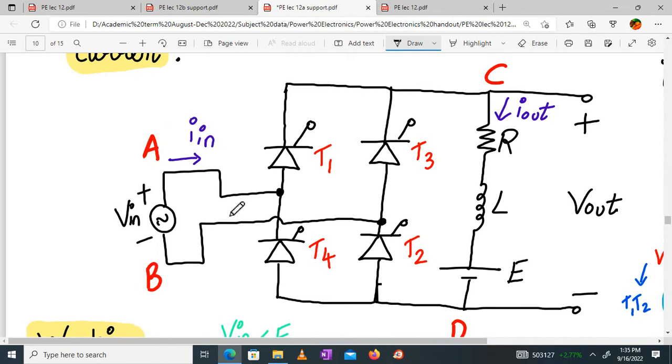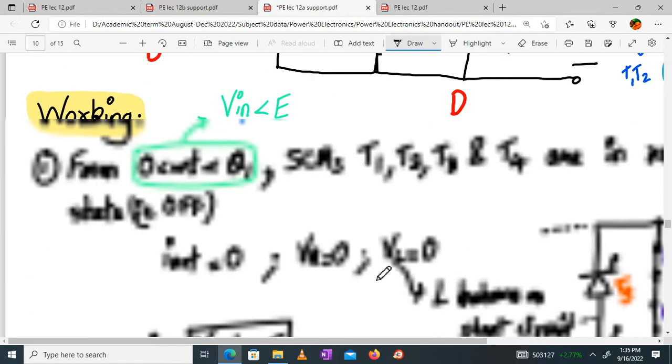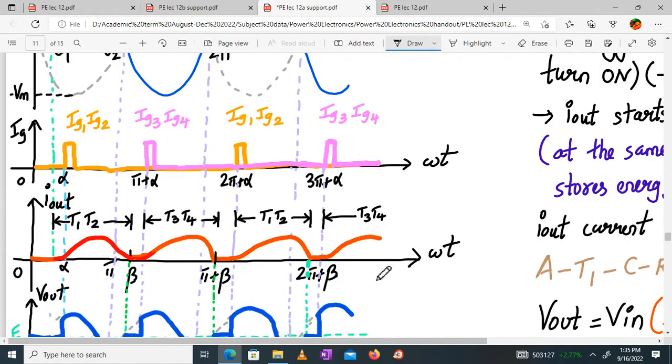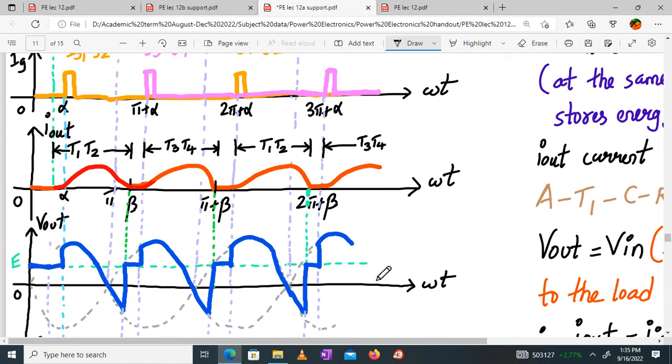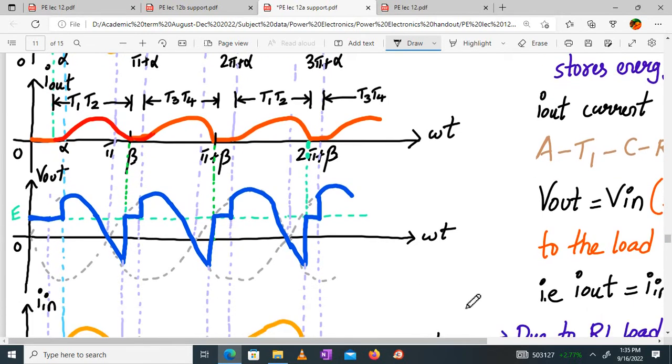Whereas in the positive half cycle, the current will flow from here, A and T1 and all, and in a negative half cycle, the current will flow from B, T2. So see, current direction has changed, right? So this is what will happen. This is what happens. Just draw this V out waveform. For this continuous I out and V out waveforms. Quickly.